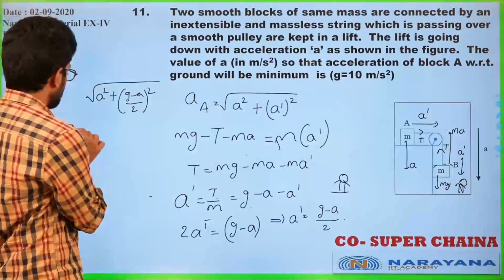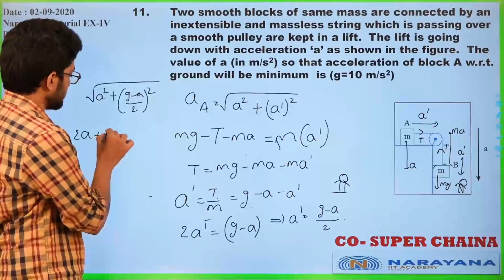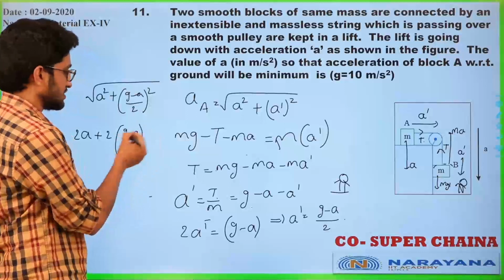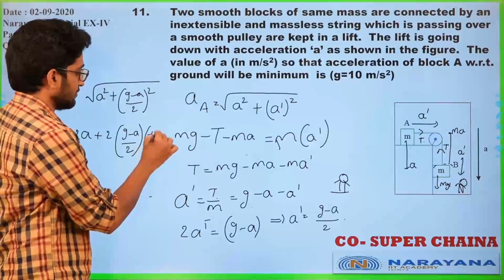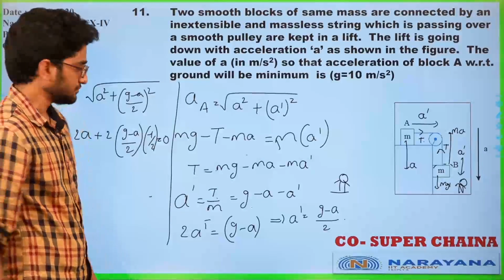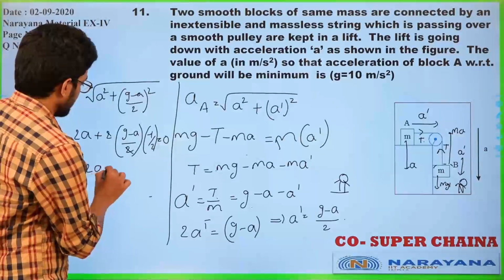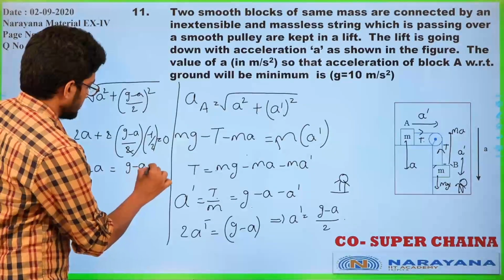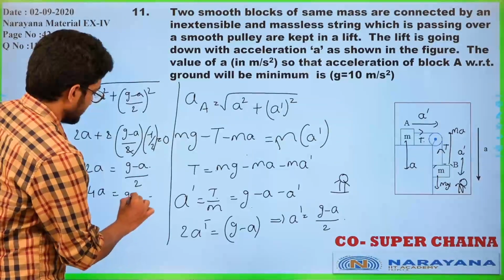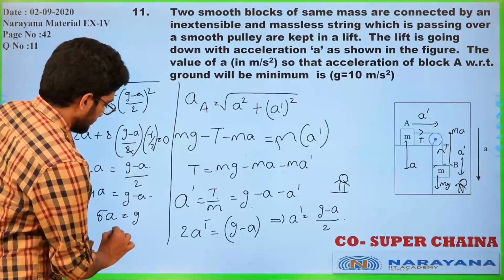So derivative of a square is 2a, and derivative of ((g minus a) by 2) whole square is plus 2 into (g minus a) by 2 into the coefficient of a, which is minus half. This derivative should be 0. So what do I get here? I get 2a equals (g minus a) by 2, or 4a equals g minus a, or 5a is g. So a should be g by 5.